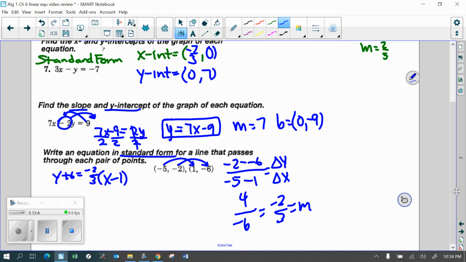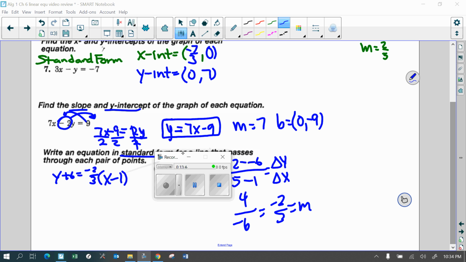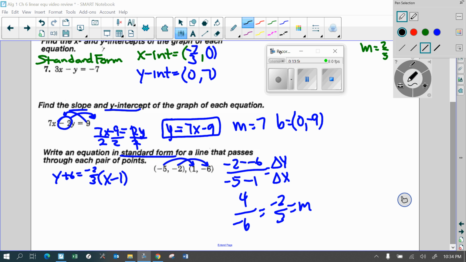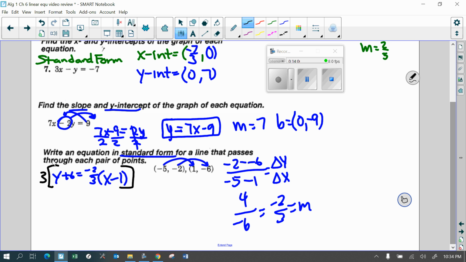Okay. Now remember standard form, no fractions. So I have to go ahead now and get rid of the fraction by multiplying the entire equation by the common denominator. In this case, there's only 1, so 3. When I say 1, that means all the other denominators are already 1, so I'm not counting that. I'm counting denominators other than 1.